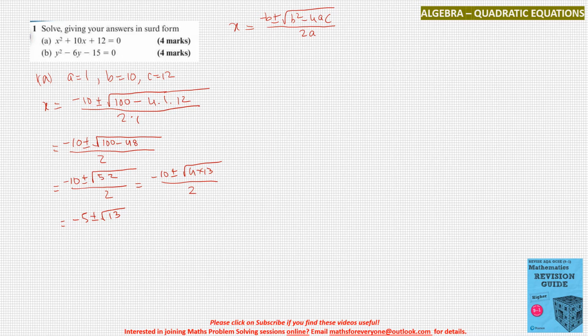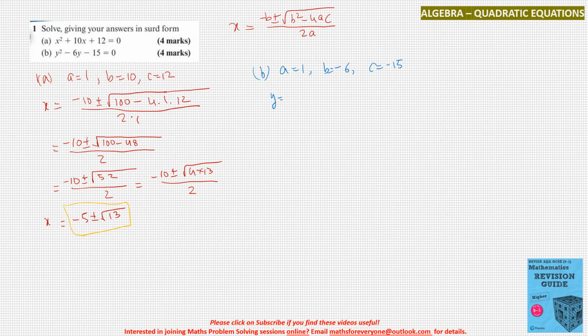Okay, so this is the answer, so I'm gonna write x equals this. Now using the same method I have to do the next one, which is b. So b is saying y squared minus 6y, so a equals 1, b is minus 6, c is minus 15. So how do I solve it?